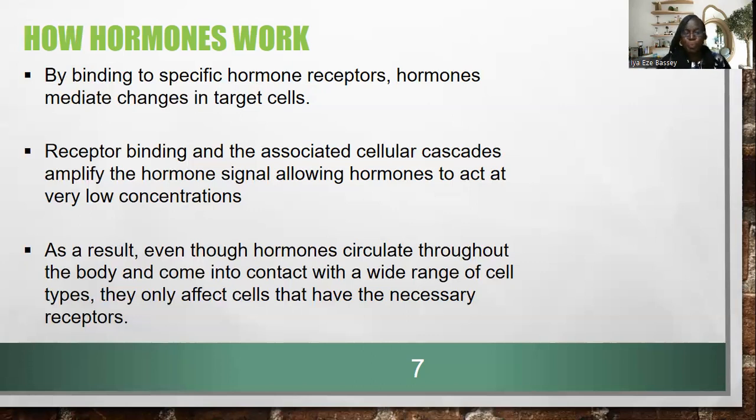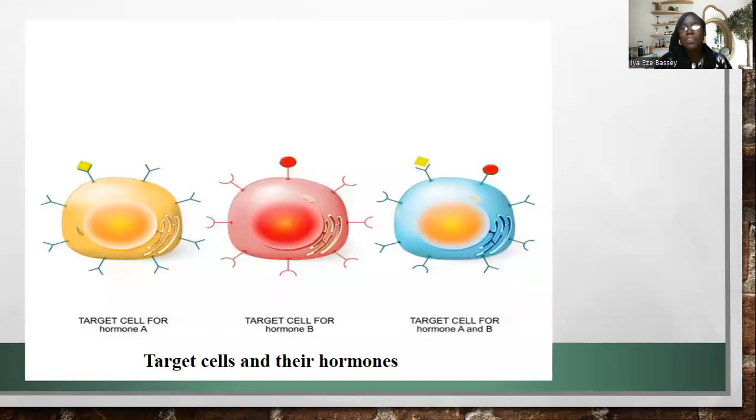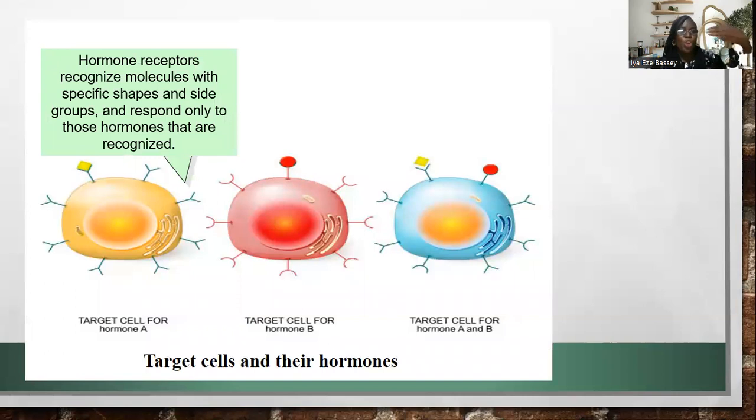Okay, so as a result of this, even though the hormones can circulate throughout the body and come in contact with a wide range of cells, they only affect cells that have the necessary receptors. If we have that in mind, let's look at this. What I want us to note about the target cells is that the hormone receptors help us to recognize, discriminate, whichever word you want to use, molecules with specific shapes and side groups.